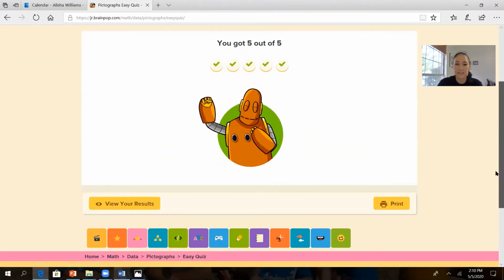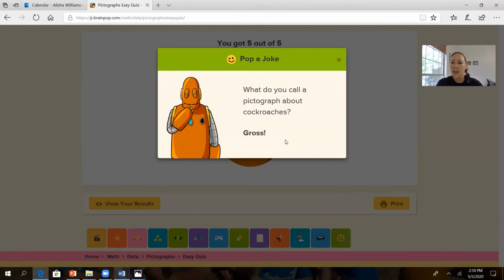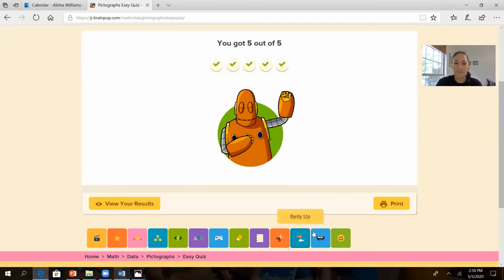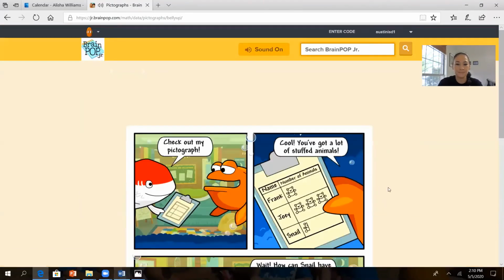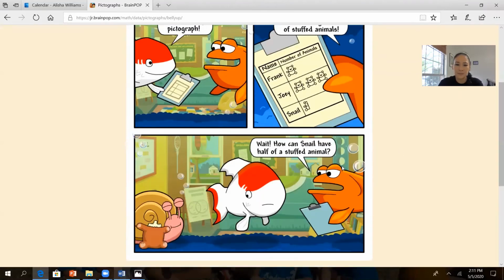Oop, and there he is. Let's do a Papa joke, because my friends always like doing a Papa joke. What do you call a pictograph about cockroaches? Call it gross, because they're cockroaches. Okay, and Belly says, check out my pictograph. Cool, you got a lot of stuffed animals. Wait, how come you have half of a stuffed animal? And then he looks over. The snail had half of this.